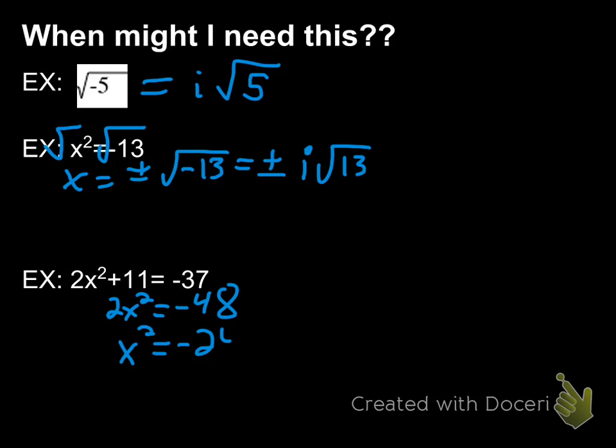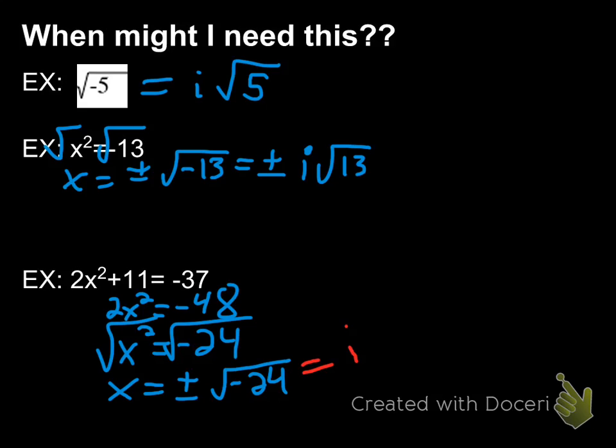Now, to get x by itself, I have to take the square root of both sides. And then I end up with x equals plus or minus, remember we took the square root of a variable, the square root of negative 24. Now, let's work on simplifying that thing. First, are there any questions? So this is actually i times the square root of 24, plus or minus.